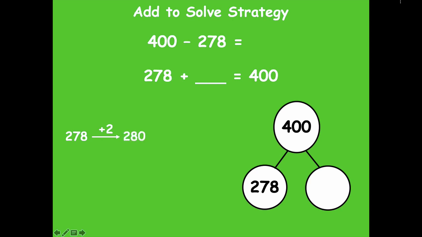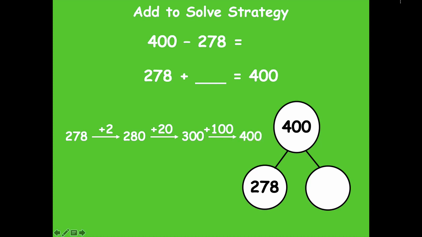I want something that ends at a 0 because that's easier for me to be able to add. And now my 280, I'm going to add 20 more to get to 300. Then if I'm at 300, I only have to go to 400. So that's super close, super easy. I'm just going to add 100 more to get to 400.